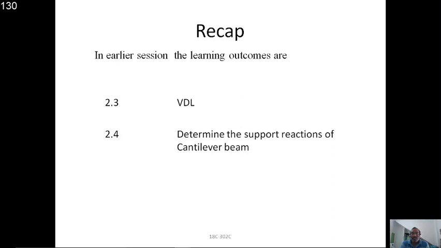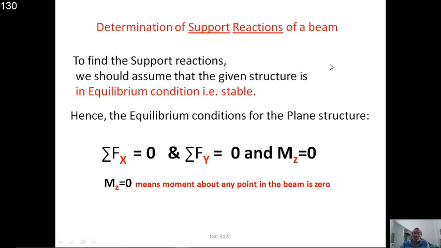The cantilever beam has only a fixed end, and the other end is a free end, that means no support at the end. We solved different loading conditions and obtained the support reactions. To solve the support reactions of a beam, whether it is a cantilever, simply supported or overhanging beam, fixed support, whatever the case, we consider that the beam is stable and obeys equilibrium conditions.